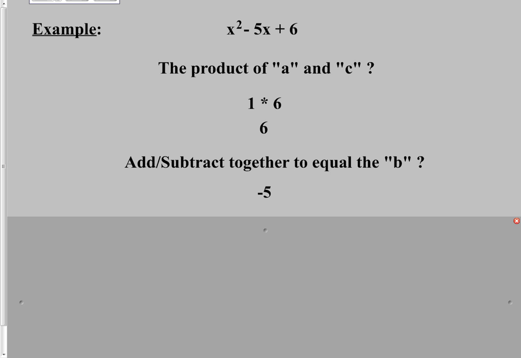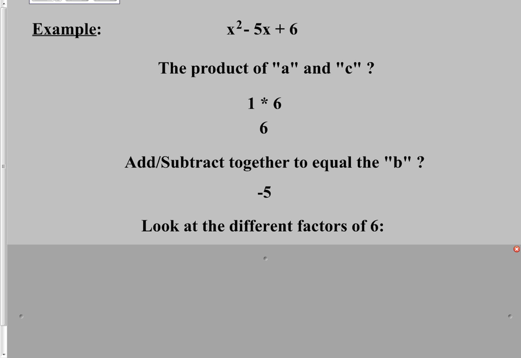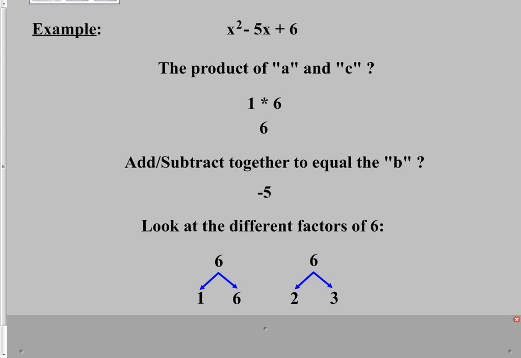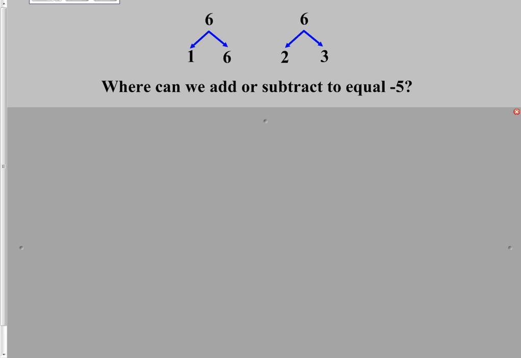Okay, so now let's go in search of those factors. We're going to take 6 and break it down in as many different ways as we can think of. 6 equals what times what? Okay, well, obviously 6 breaks down a couple of different ways: 1 times 6 and 2 times 3. So once again, we are searching for how we can add or subtract the 1 and the 6 or the 2 and the 3 in order to equal a negative 5.